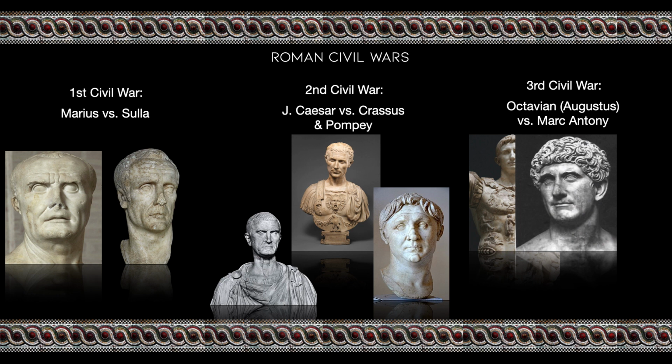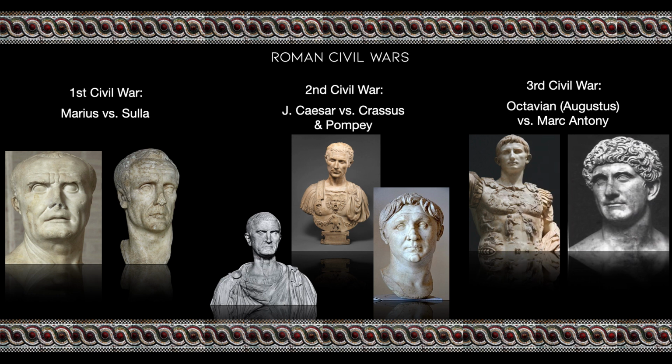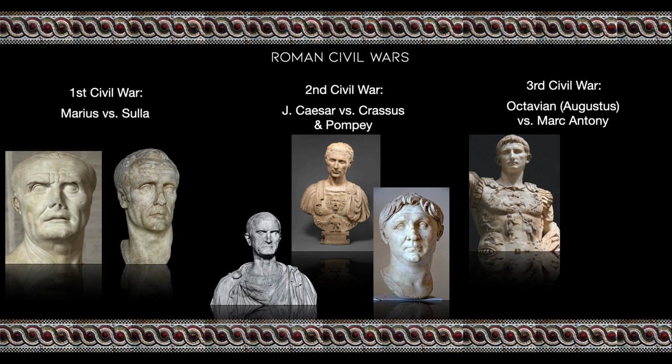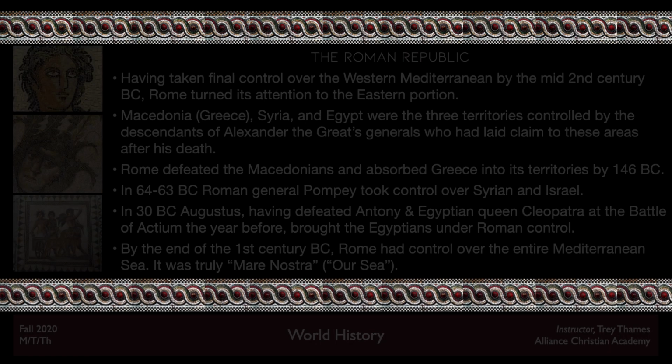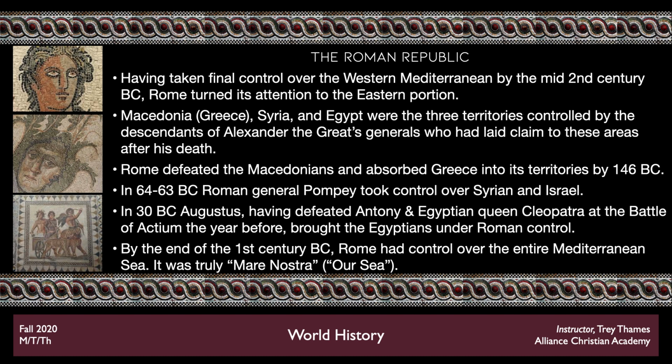There we go. So what do we have now? The end of all of this, the end of the Roman Republic. Let's go on to the next. There we go. The end of the Roman Republic. We have Octavian as the final leader.